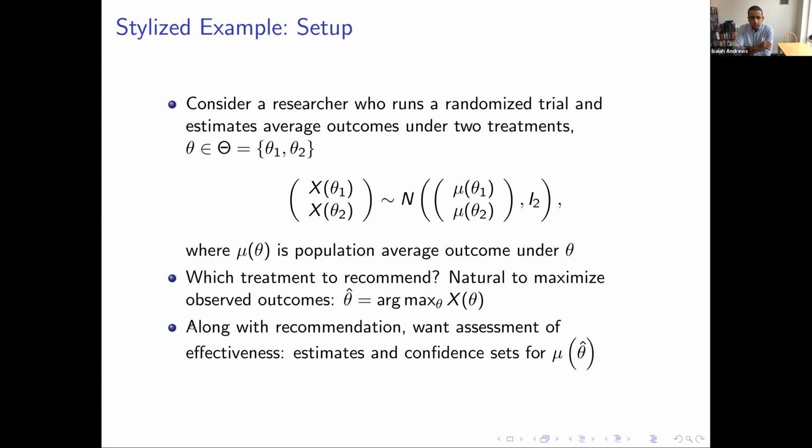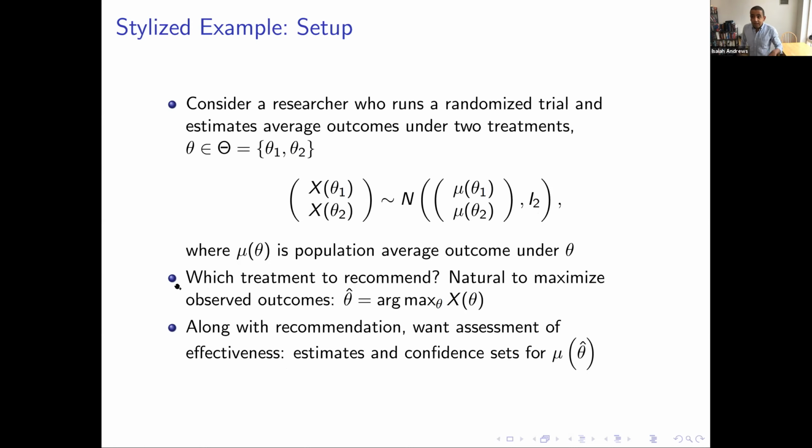proposals. For this stylized example, I'd like to think about a researcher who's running a randomized trial and estimating average outcomes under two treatments, say theta 1 and theta 2. The average outcomes under treatments theta 1 and theta 2, x theta 1 and x theta 2, for this toy example, will take to be jointly normal, centered at the population average outcomes under the corresponding treatment with identity variance covariance matrix, where again, I'm taking the identity variance covariance matrix just for the example, and we will be relaxing that in our more general results.